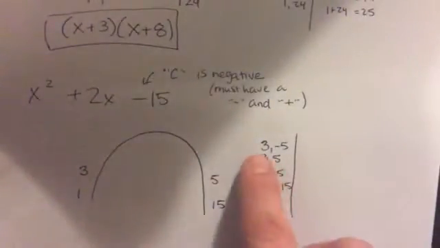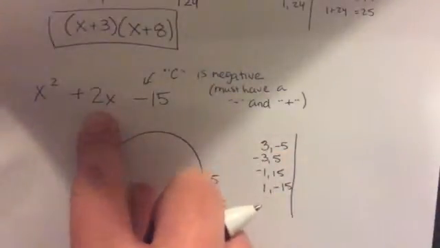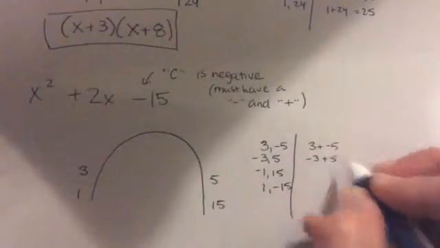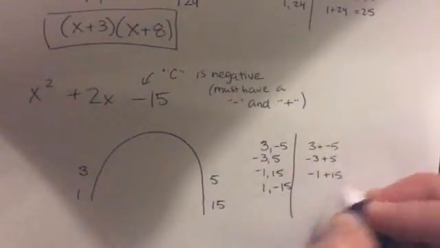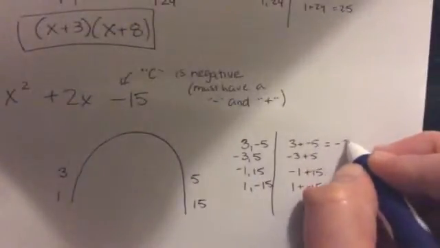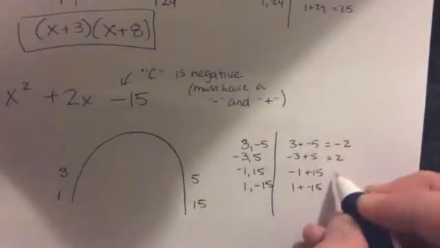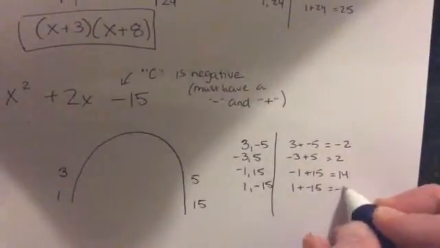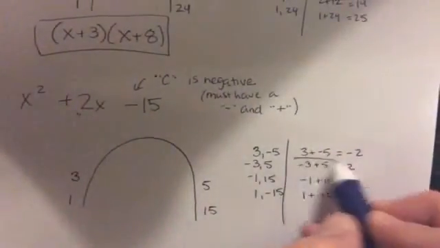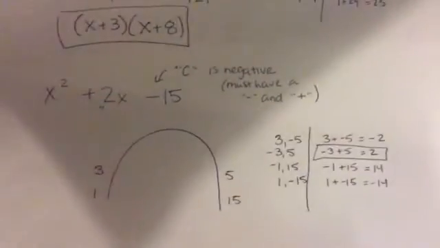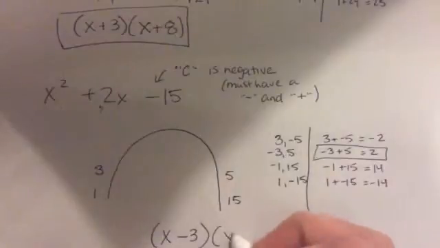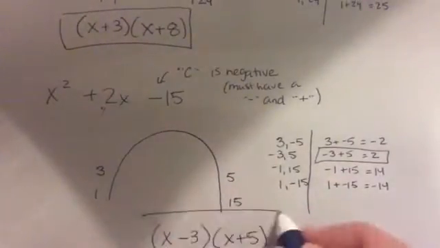What we also have to remember is that these two factors have to add to our b, which is 2. So I'm going to say 3 plus negative 5, negative 3 plus 5, negative 1 plus 15, 1 plus negative 15. If I add all these together, this one is negative 2, this one is positive 2, this one is 14, and this one is negative 14. Again, we're looking for a b value of 2. That means I have negative 3 and 5. And I'm going to write that x minus 3 because we're choosing a negative 3 there, and x plus 5. Those are my two factors.